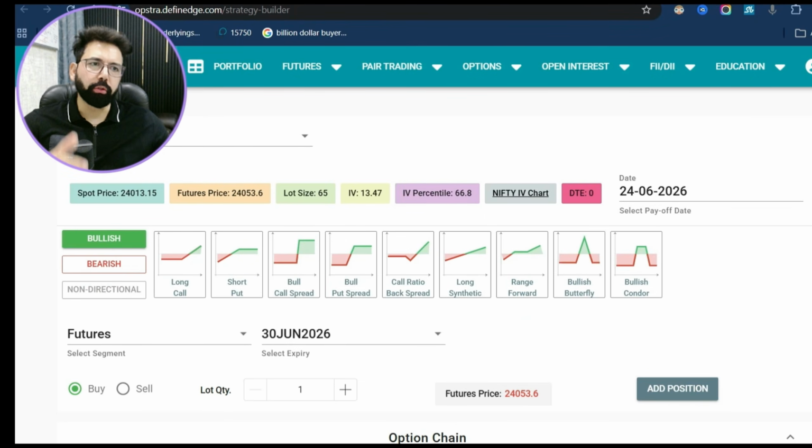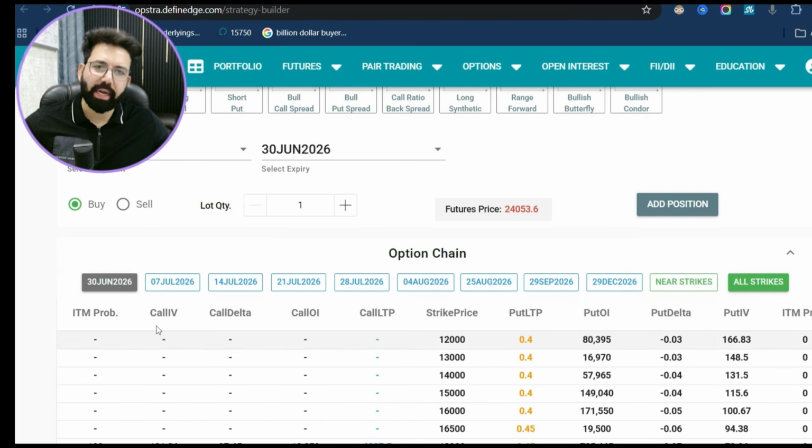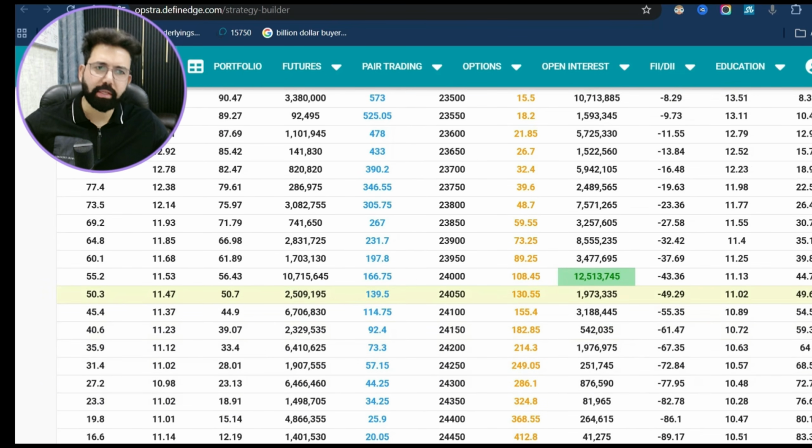So here we are on the option simulator. For this strategy, we're going to require two weekly series. One is the current week and one is the next week. So first things first, we're going to go to the current weekly series, which you can see here. And all we have to do is look to short around the at the money put. That is correct. We look to short this.